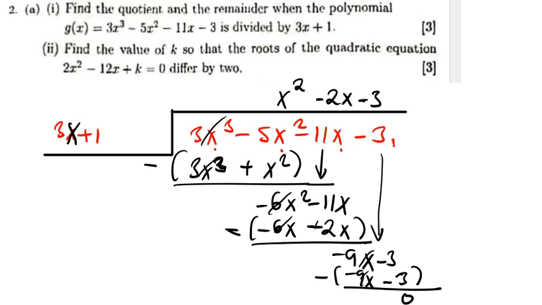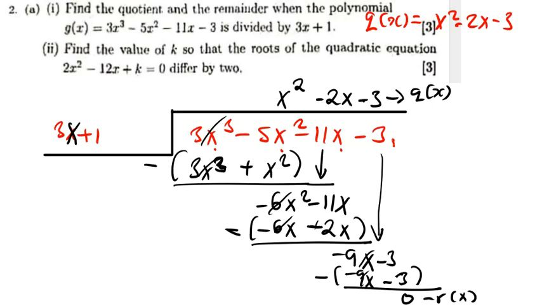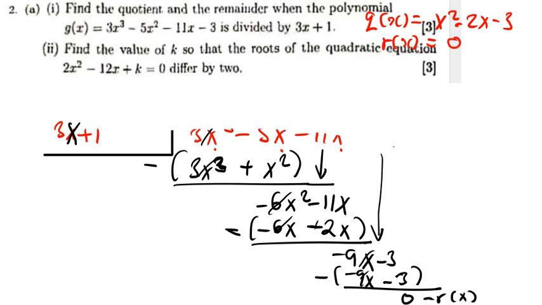So this is my remainder, r of x, and this is my quotient. So we write q of x. From this question, the quotient, which is q of x, is x squared minus 2x minus 3. Then the remainder, which is r of x, is equal to 0.